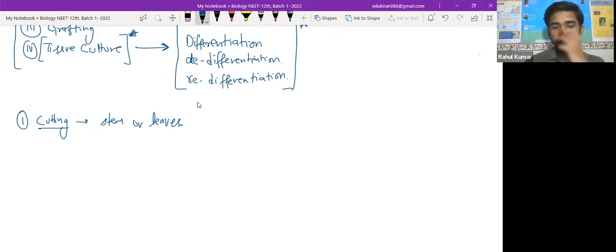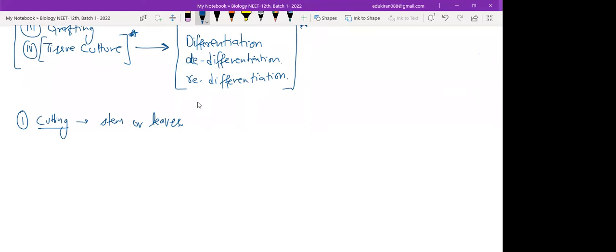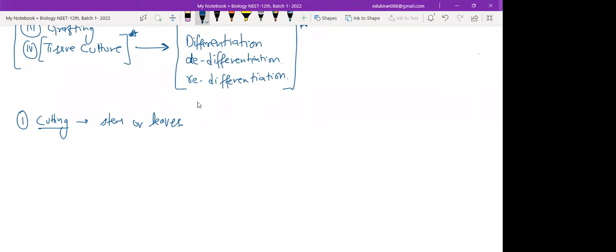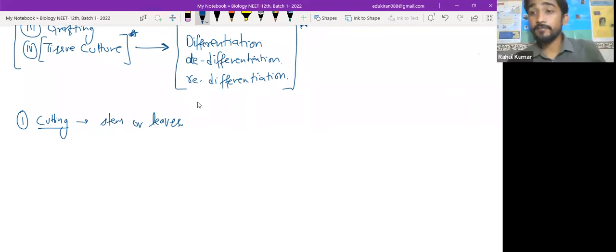So write down: the new plant is formed from the adventitious roots developing from the cut part. Can you repeat the second point? The new plant is formed from the adventitious roots developing from the cut part. You understood this sentence, Atif? Clear? Yes.